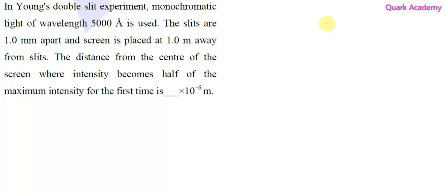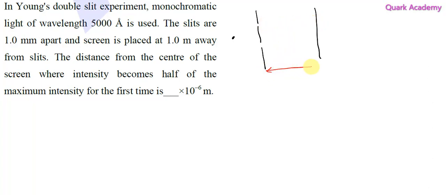This question is based on Young's double slit experiment. In the case of Young's double slit experiment, there will be two slits and we'll have a screen. Here will be a source. From the source, light will come and pass through both the slits, and that will interfere and form an interference pattern on the screen.